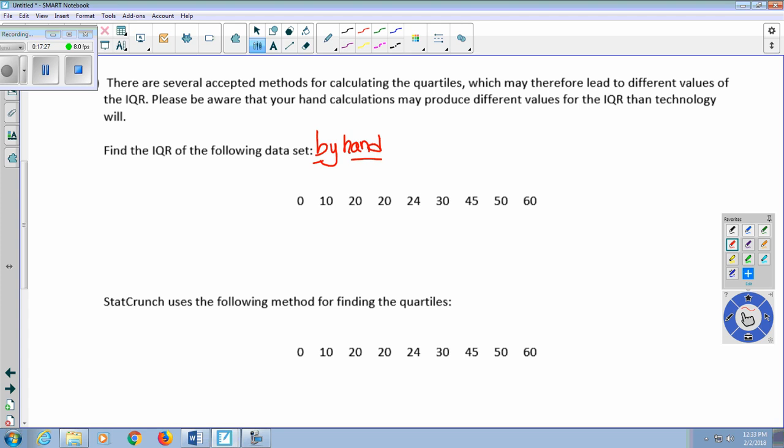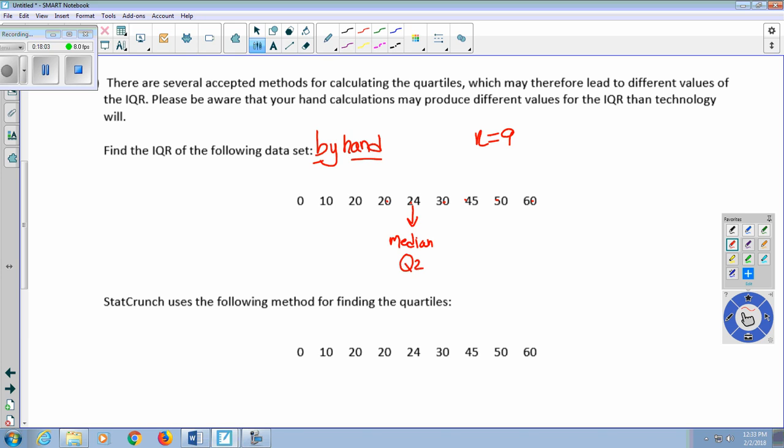So first, we need to find our median. And so we need to know how many data points we have. 1, 2, 3, 4, 5, 6, 7, 8, 9. So n equals 9. So that's an odd number. Our median is going to be the middle data point right here. This is our median, also known as Q2. So 50% of our data is going to be lower than that, and about 50% is going to be greater than 24.